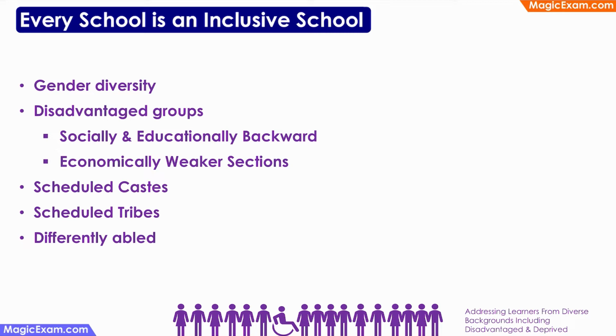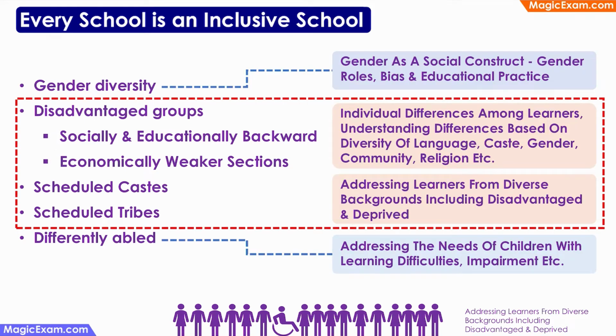That is, every school will have children from both genders. Every school will have children from disadvantaged groups, including socially and educationally backward groups and economically weaker sections also. And you will also have children from scheduled castes, scheduled tribes, and you will also have differently abled children. So the CDP syllabus also has been designed in the same way.